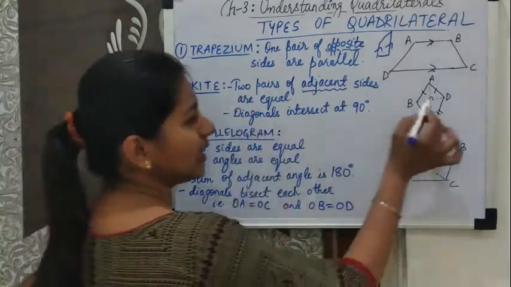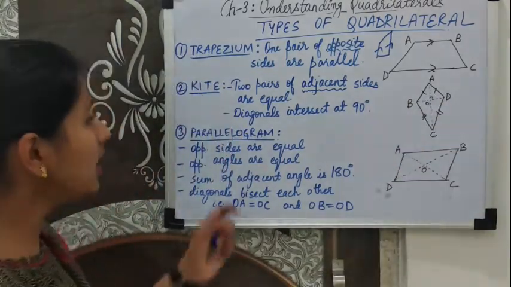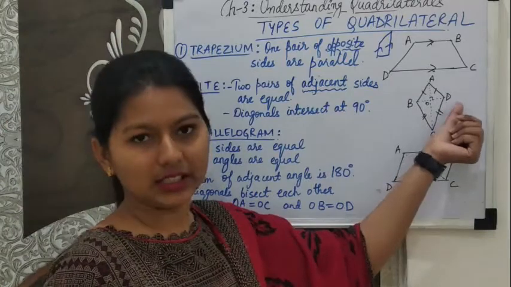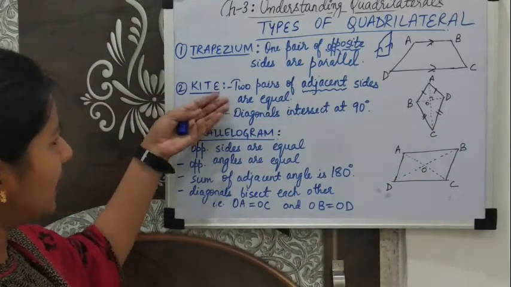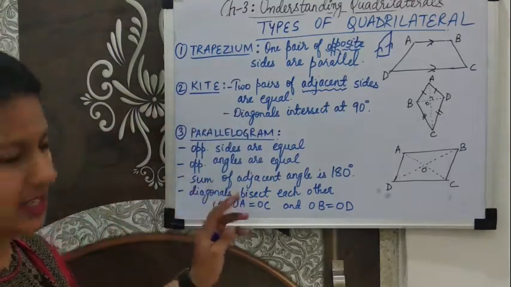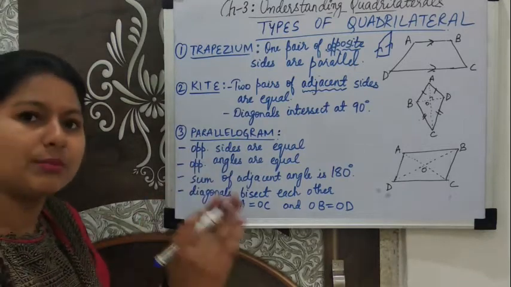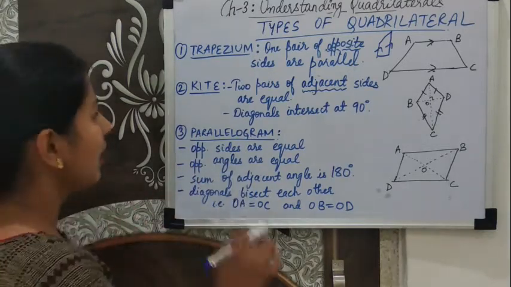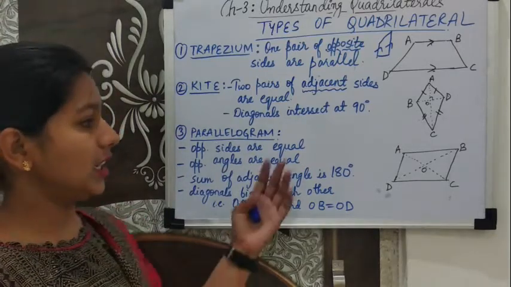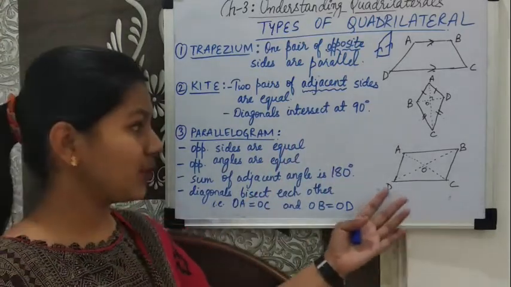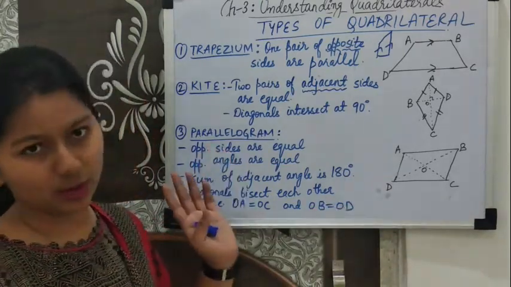Fine. और जो उसके diagonals अगर आप ध्यान दें, तो उसके diagonals यहाँ पे 90 degree बना रहे हैं. तो diagonals intersect at 90 degree. Fine. So as we have moved to kite, one property has increased. Fine. So no need to worry about that. The properties are increasing. You have to simply understand all the properties. Now next is parallelogram. This is one of the important, I can say the most important quadrilateral, the parallelogram. Fine.